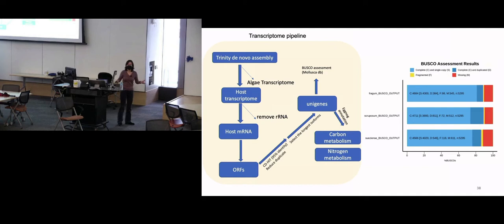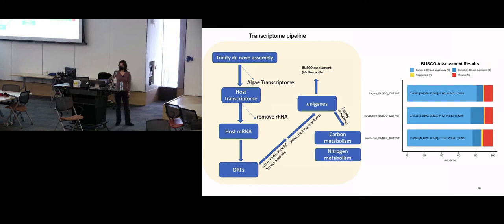And then for this talk, I'm going to focus a bit more on carbon and nitrogen metabolism and some examples of our discoveries here, because these are essential for photosymbiosis to happen. Those are the nutrients that are exchanged there. So how do we decide if a gene is actually involved in photosymbiosis? Well, I have this set of criteria.